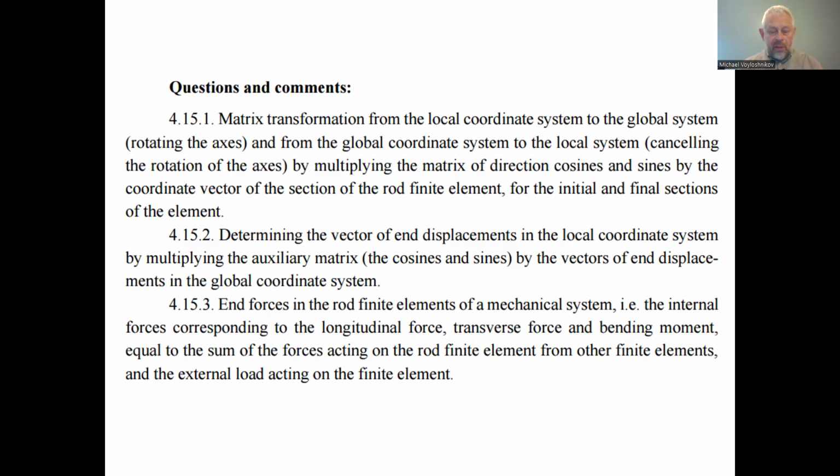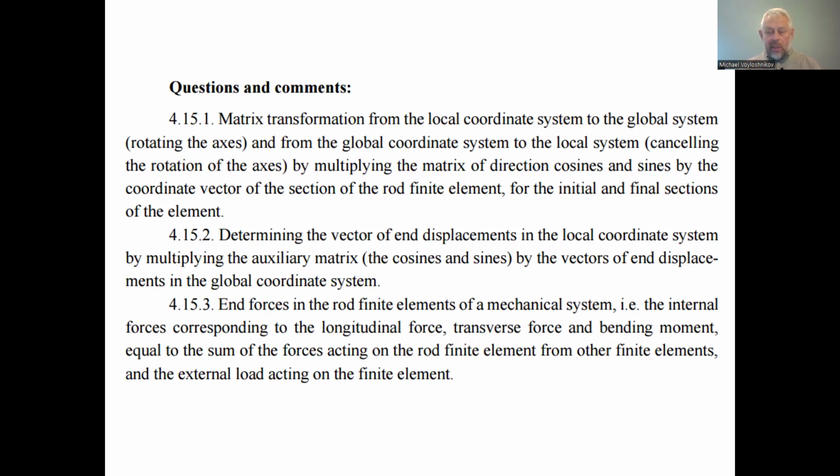4.15.2 Determining the vector of displacements in the local coordinate system by multiplying the auxiliary matrix of the cosines and sines by the vector of the displacements in the global coordinate system. Yeah, this is almost the same as when determining the vector in the local coordinate system.